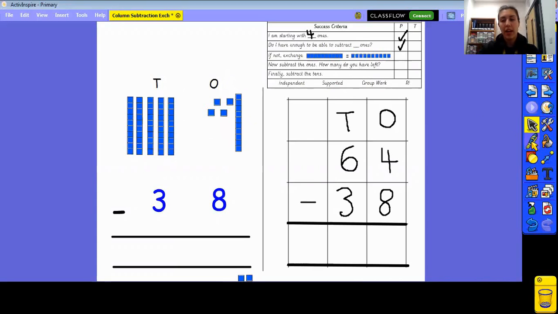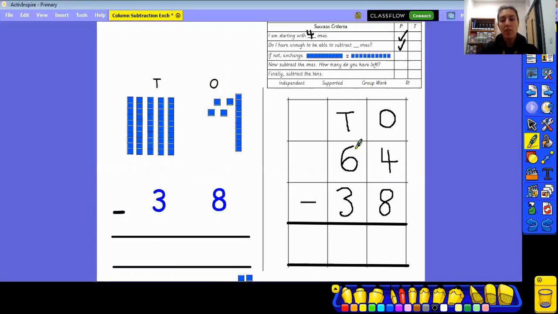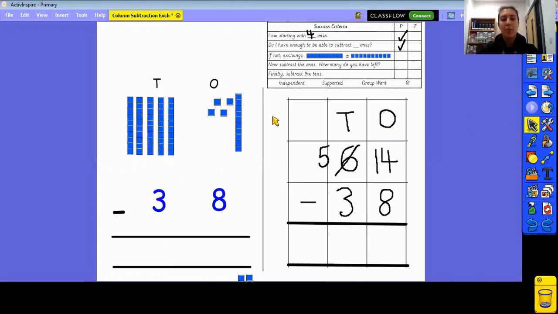So what that looks like over here is that I've taken one of my 10s from my 10s column, leaving me with 5 10s, and that 1 10 then becomes 10 more ones. So it can't stay as a full 10 because it's too big. I need to exchange it for 10 ones. And now you can see that I don't have 6 10s anymore. I've got 5 10s, and I don't have 4 ones anymore. I've got 10 and 4 ones. So I've got 14 ones.